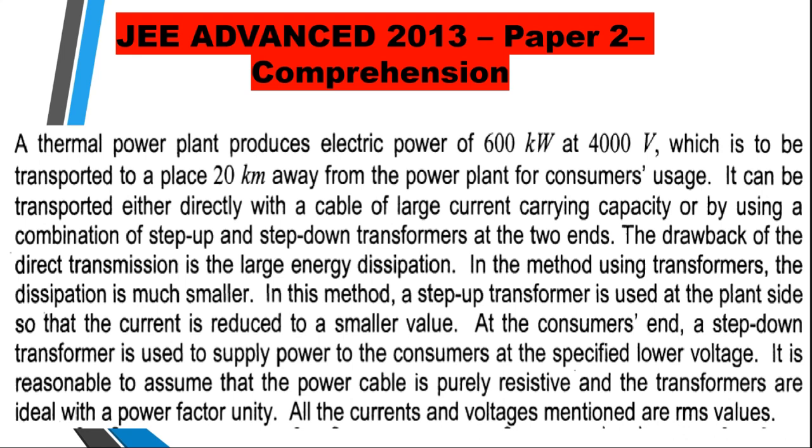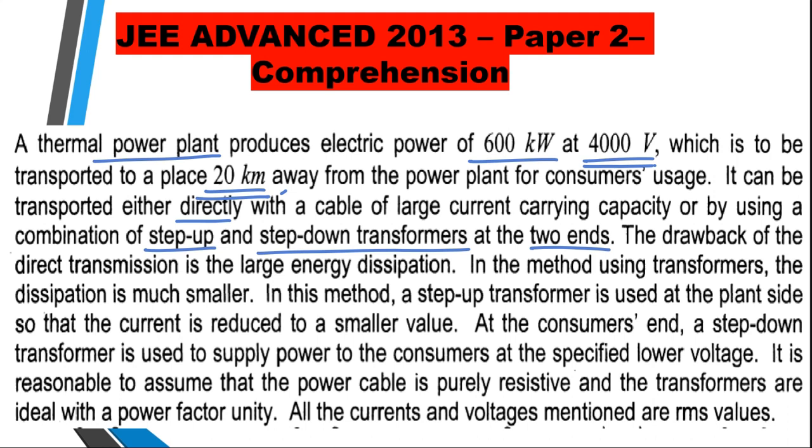Alright, so I hope you have read the passage at least. So here it says the power plant produces 600 kilowatt power at 4000 volt, which is to be transported 20 kilometer away for consumers' usage. It can be transported either directly with a cable of large current carrying capacity or by using a combination of step up and step down transformers at two ends. The drawback is large energy dissipation. The method uses transformers, the energy dissipation is smaller, etc. These are all things, if you could recall, I taught in the concept video already.